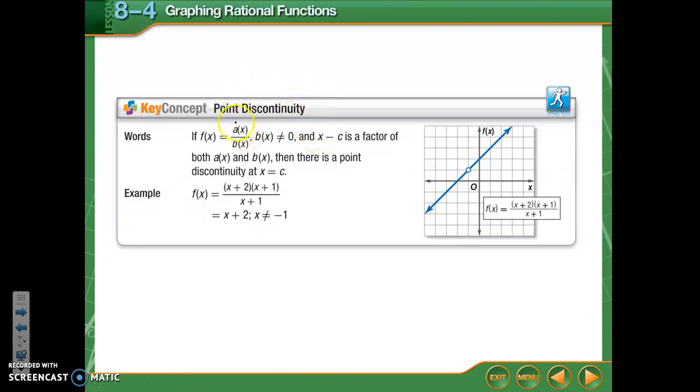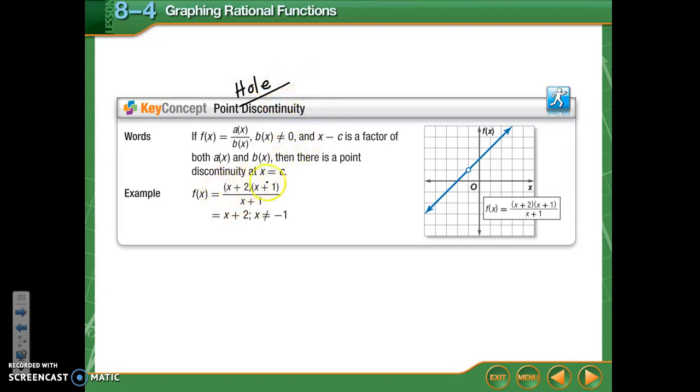All right, last but not least in this section, we have something called point discontinuity. Remember, up until now, we've been saying that our rational function is a of x over b of x, and they have no common factors except 1. So what happens if there is a common factor? When there is a common factor, we have something called point discontinuity, or another way to say it is a hole in the graph. So let's take a look at this graph.